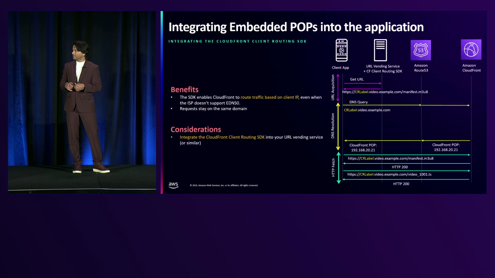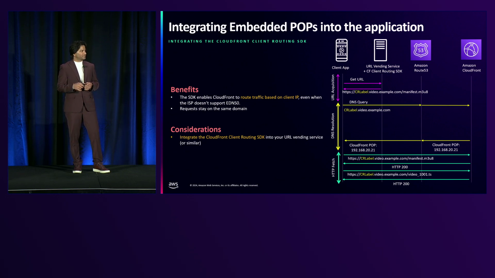Another option is integrating the CloudFront SDK directly into your URL vending machine, the system that provides authenticated URLs to your end users. So here's how it works. The client requests the manifests from your URL vending machine, which generates secure links for streaming the content. Our SDK is directly integrated into your vending service. When the client requests the manifest, they are able to start streaming from CloudFront.